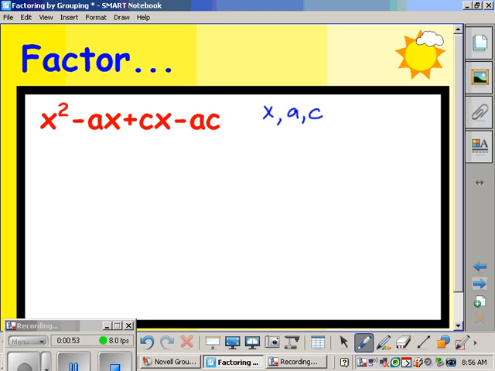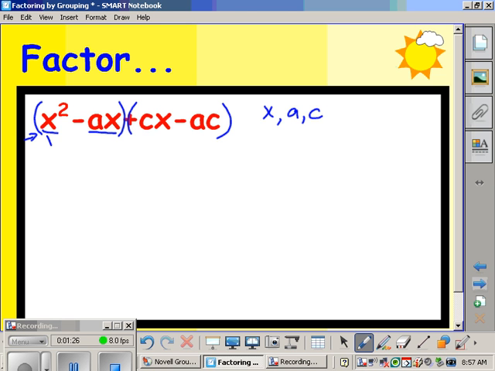However, when you have four terms, you can often use a method called the grouping method to factor this. This is just the simple version of the grouping method. What you do is you group the first two terms together and then the last two terms together. You're actually going to factor out the greatest common factor of just the two terms that I put together in parentheses. So if you look at the first group, x squared minus ax, what is their greatest common factor?